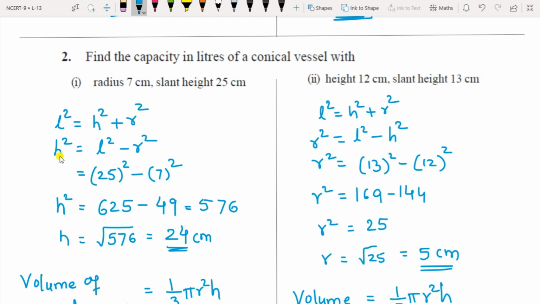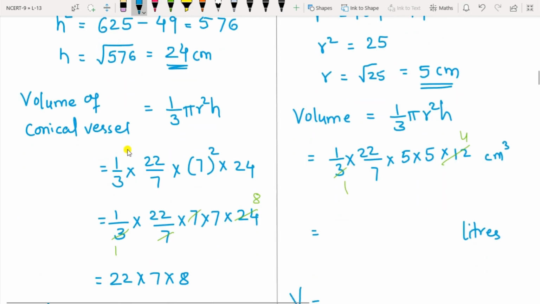Therefore use the Pythagoras theorem, L square equals h square plus r square. Here you need to find h, so h square will be L square minus r square. L is 25 in this case, since the slant height is 25, and r is 7. So square these numbers, subtract, and then find the square root. That will be the value of h. So h is 24 centimeter. Now you can substitute the values in the formula of volume, 1 by 3 pi r square h, where r is 7 and h is 24.